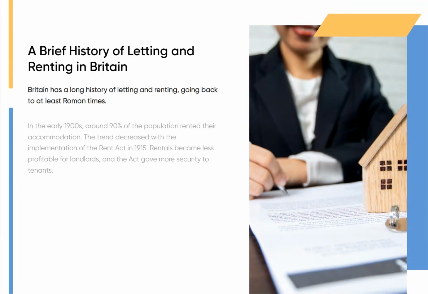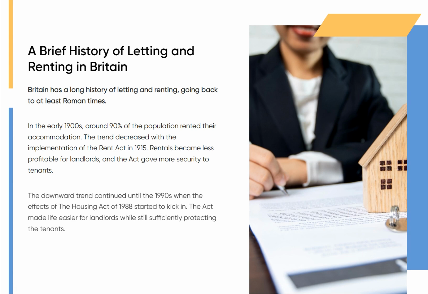A brief history of letting and renting in Britain. Britain has a long history of letting and renting, going back to at least Roman times. In the early 1900s, around 90% of the population rented their accommodation. The trend decreased with the implementation of the Rent Act in 1915. Rentals became less profitable for landlords, and the Act gave more security to tenants.